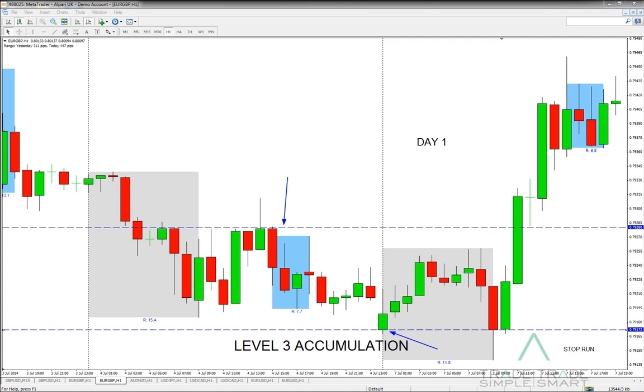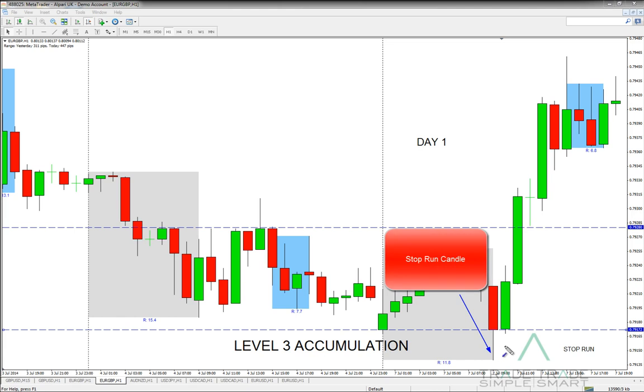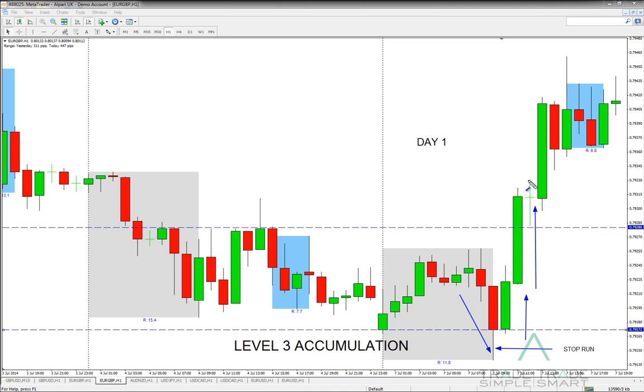Okay, so on day 2 of the accumulation process, we see a break of the support level, which is our stop run candle, and then notice how the market turns and we have these aggressive bars to the upside as smart money absorbs the selling of retail orders on the break of the support level.